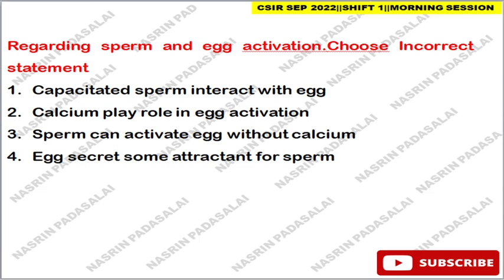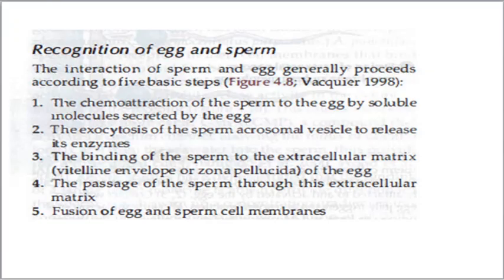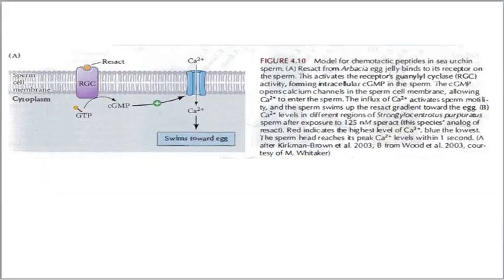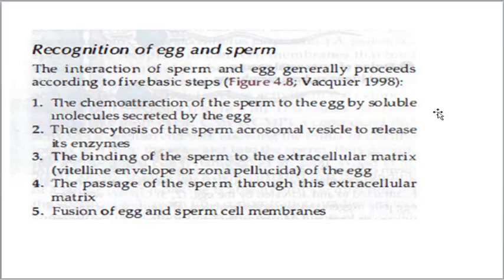Next, sperm can activate the egg without calcium. No, this is the incorrect option because sperm can activate an egg only in the presence of calcium. Like here, you can see it is given in developmental biology, and here the role of calcium in the sea urchin sperm is given. You can see the influx of calcium ion through the calcium ion channel will activate sperm motility, and then sperm will swim up the resact gradient towards the egg. So without calcium, sperm cannot move towards the egg.